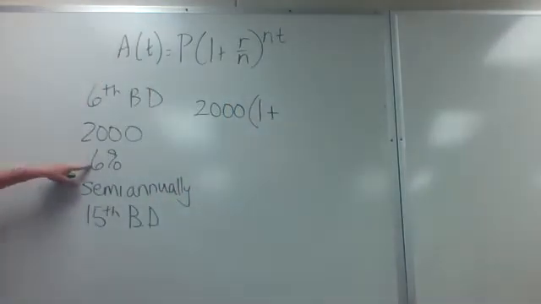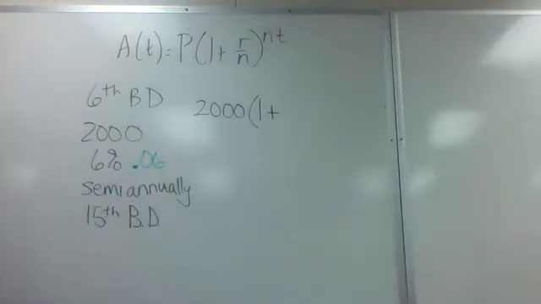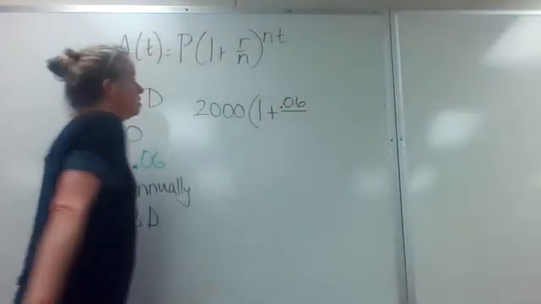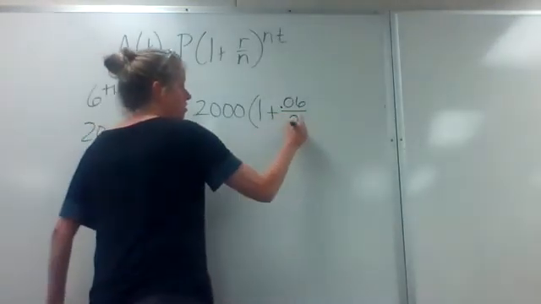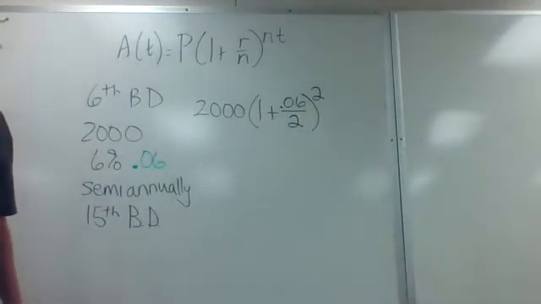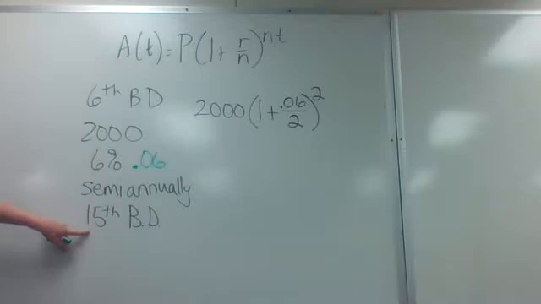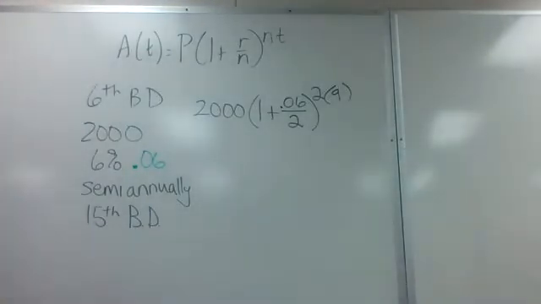1 plus, my interest rate is 6%, which would be 0.06. What's the N? It's compounded semi-annually, which means twice a year. And I do know the T. It doesn't tell me the number of years, but she got it on her 6th. It matured on her 15th. So how many years has she had it? Not 7. 9. I can't subtract very good in my head either.